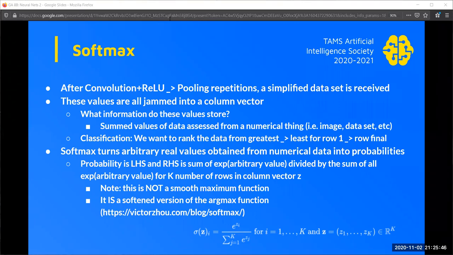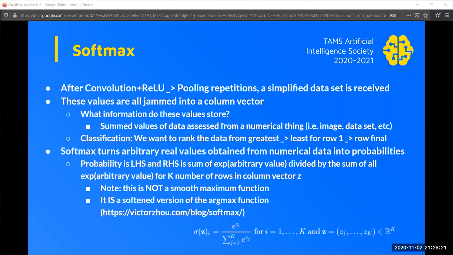Essentially, as we already know, you've summed the values of the data from whatever you're analyzing that can be made numerical. And what you want to do is classify this. So in this step, you're trying to make this vector go from greatest to least, so you can give a prediction out from this neural network on what it's actually looking at.